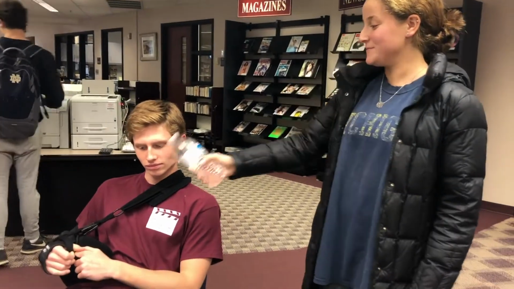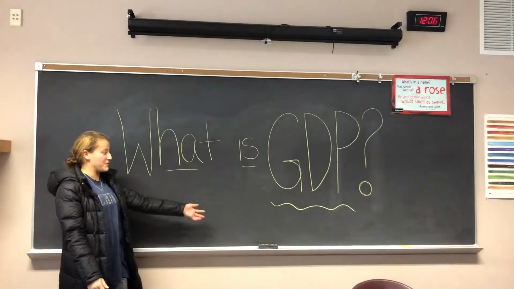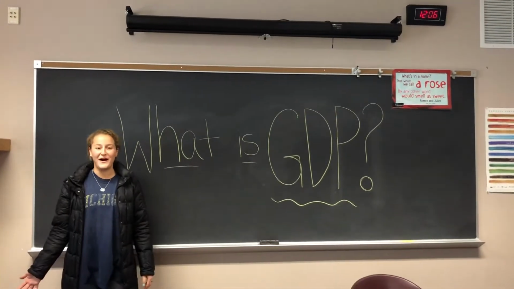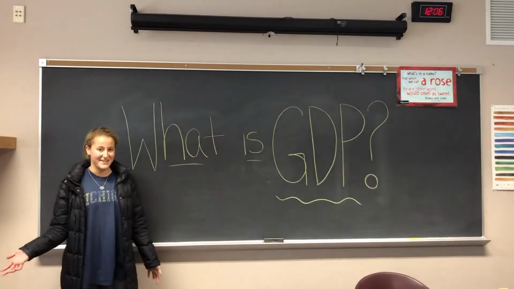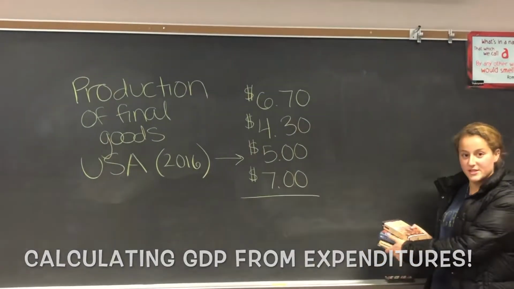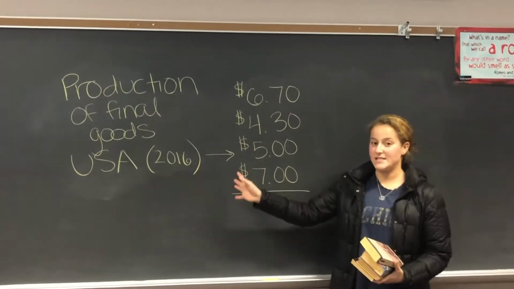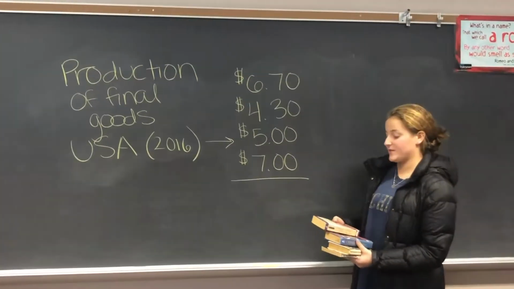What's GDP? GDP, or gross domestic product, is the total value of all final goods and services produced in the economy during a given year. So imagine that this is all that we've produced in the U.S. in 2016, and this is one way to calculate GDP, and this is with expenditures.